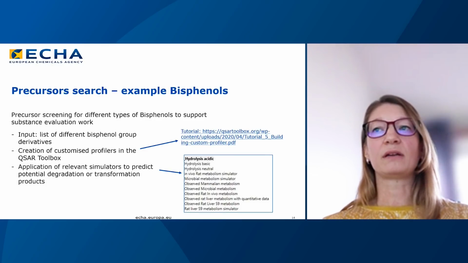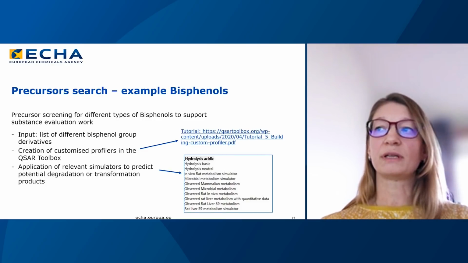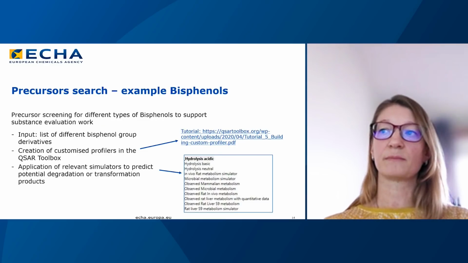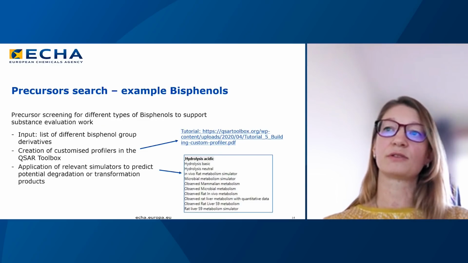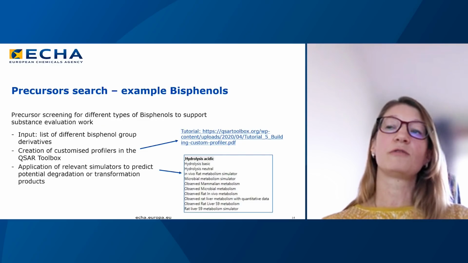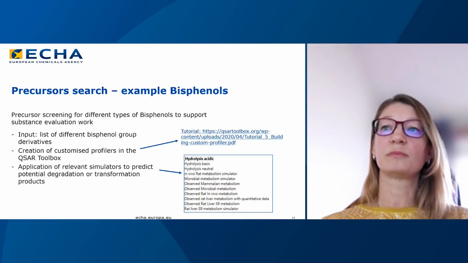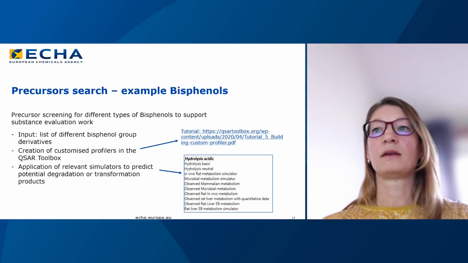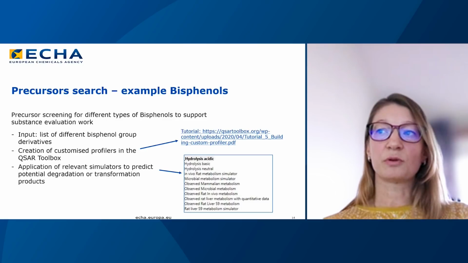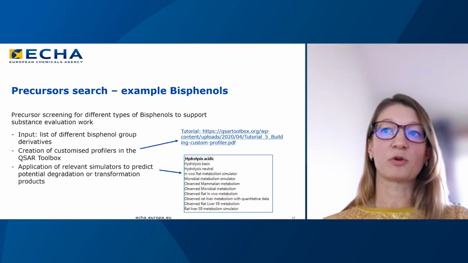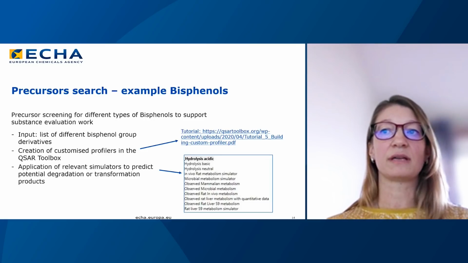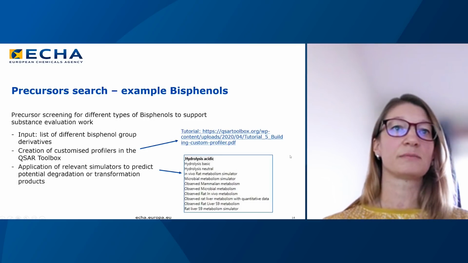For the screening, we applied a number of simulators shown in the blue box on the right lower corner of the slide. They predict potential transformation products, for example, rat metabolism and microbial metabolism. The predicted transformation products are then compared by the profiler with the target structure, and an alert is given if there is a match, as I will show you in the next slide.